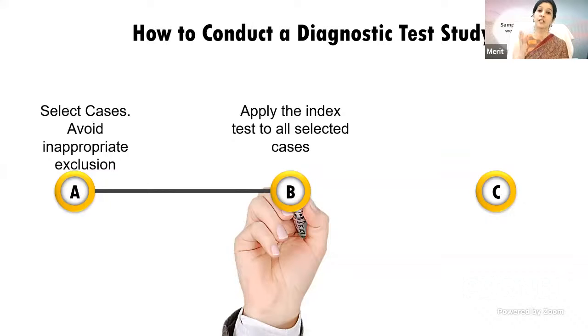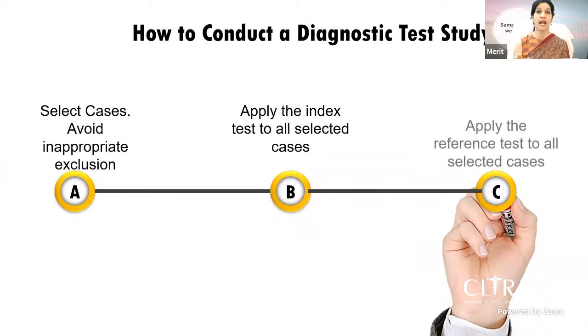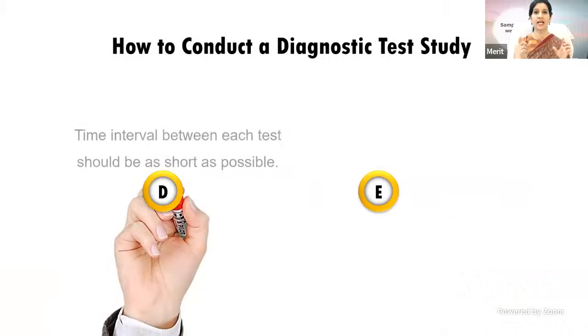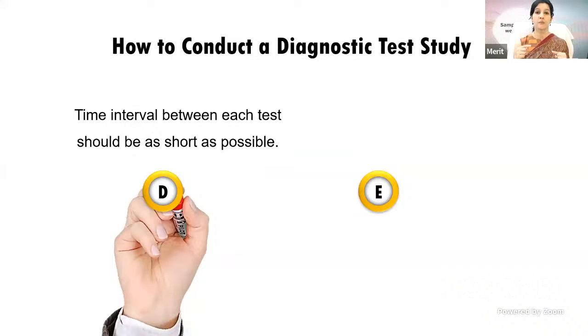And what is an index test? The new testing modality which we want to test is known as the index test. So first we apply the index test on all the selected individuals, and then we apply the reference test to all the selected cases. But there should be a very small time gap between these two tests. Why? Because if you apply the first test and then leave that person for 15 days and then apply the second test, in those 15 days the disease course might change. The patient may become well, and then you have applied the reference test. So there will be misleading information. That's why we say that the time interval between the application of the index test and the reference test should be very small.